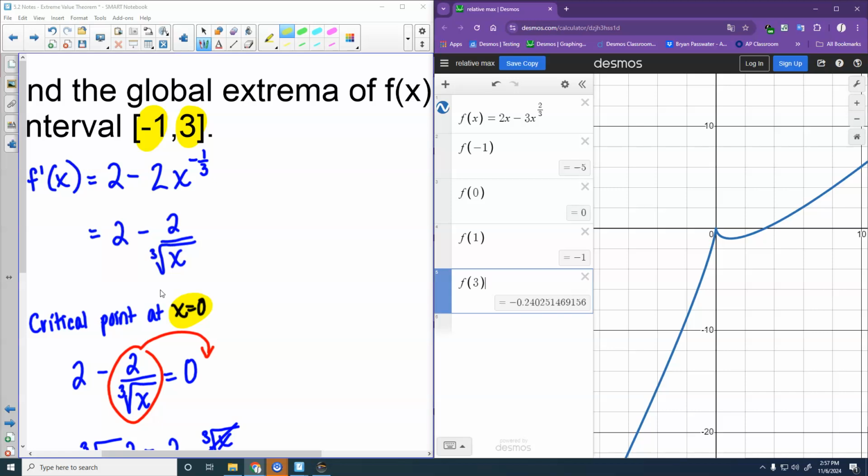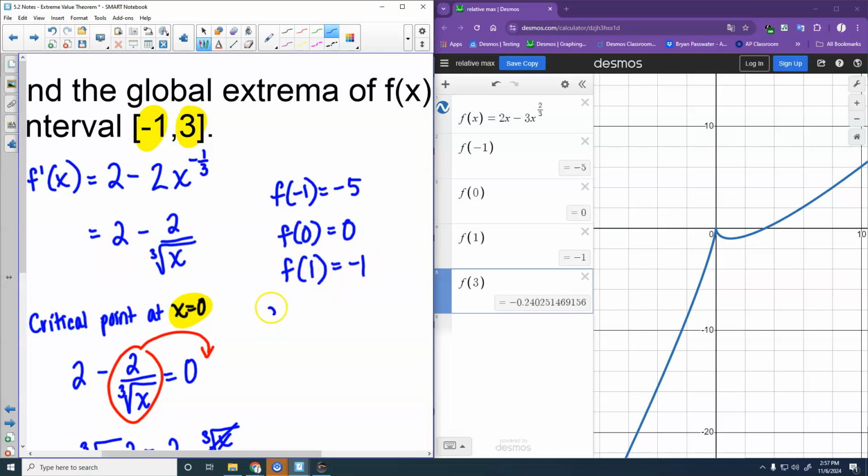All of my candidates. I might should do this by hand to show you how you can tell. I'm trying to cheat a little bit here because it's taking a while. Alright, so f of -1 gives you -5. F of 0 equals 0. F of 1 equals -1. Let's do f of 3 by hand so you can see what you get.